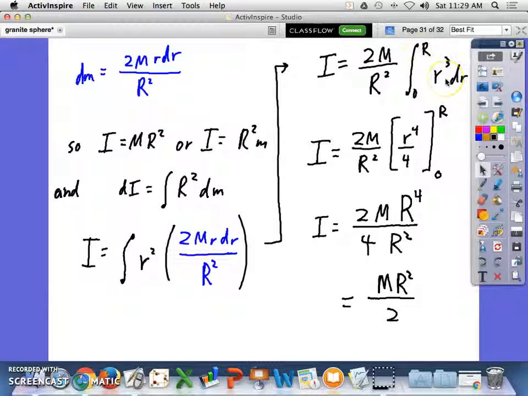Now we can do that. That was a fairly elementary, maybe introductory, integration. So that part is r to the 4th over 4, taking that from 0 to big R, the outside radius. When you plug that in, this is what you get: 2 times M times R to the 4th over R squared, and also over 4, and it simplifies to MR squared over 2, or 1/2 MR squared. It looks like we've got everything squared away.